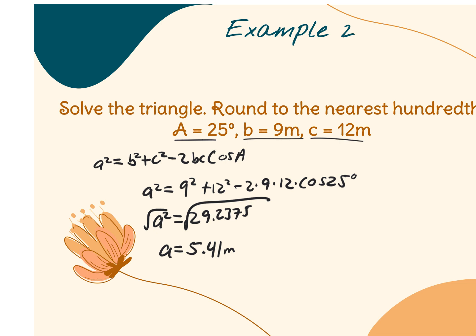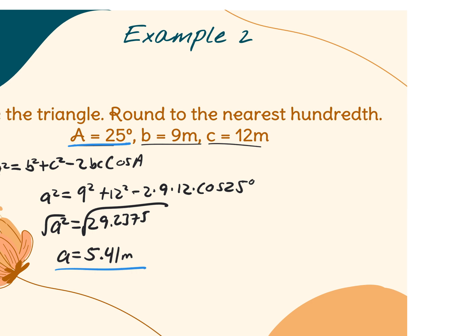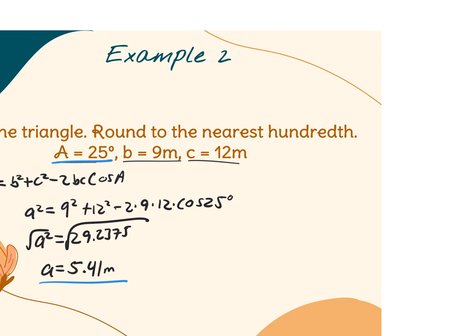Keep in mind now we have a pair: I have an angle A and a side A now that we found our side. So what we can do is use law of sines to try to find another angle. Let's try to find, let's say, angle B. So I would do sine B over b, which is sine B over 9, equals sine A over a, which is sine of 25 over 5.41. So I can multiply both sides by 9, cancel it out, and then you can do sine inverse on both sides to get your answer.